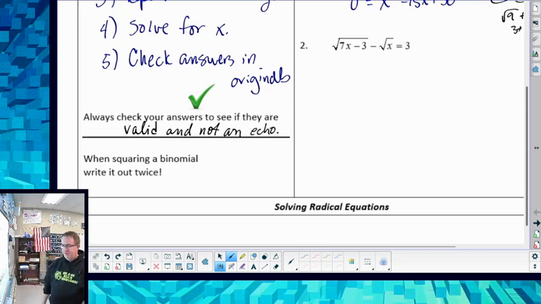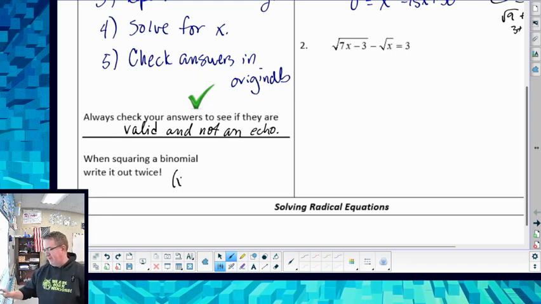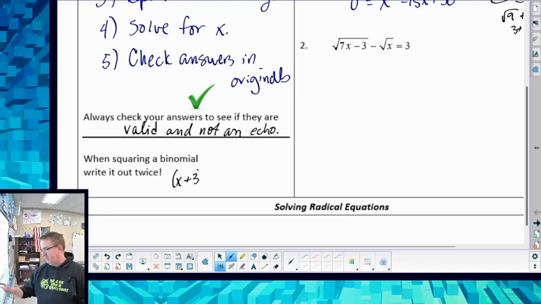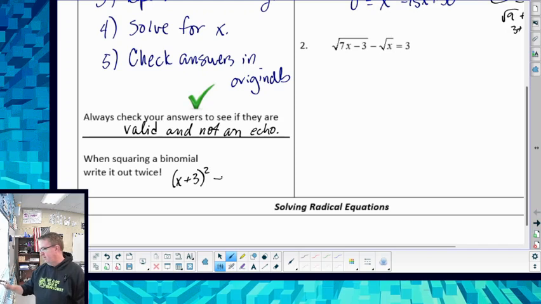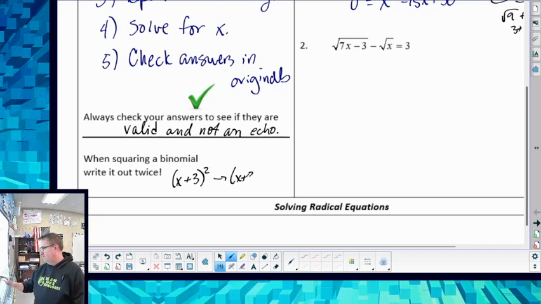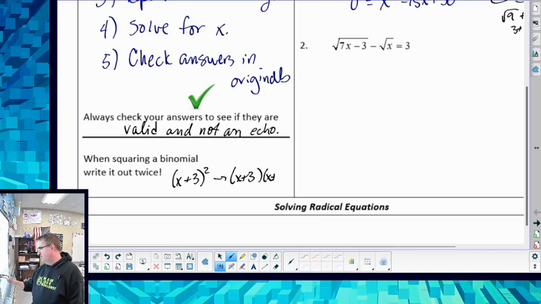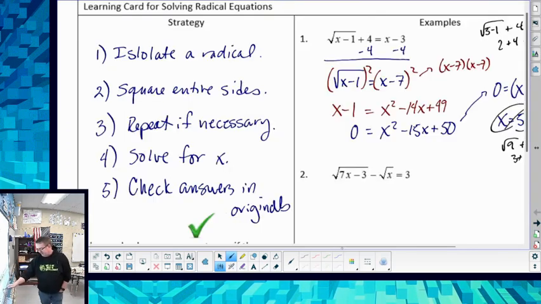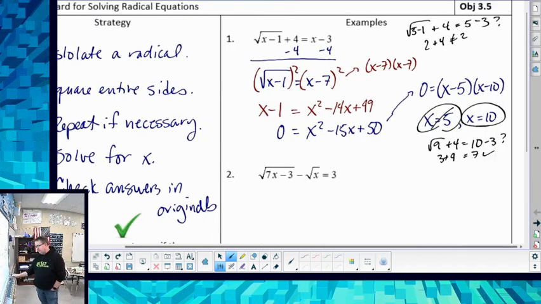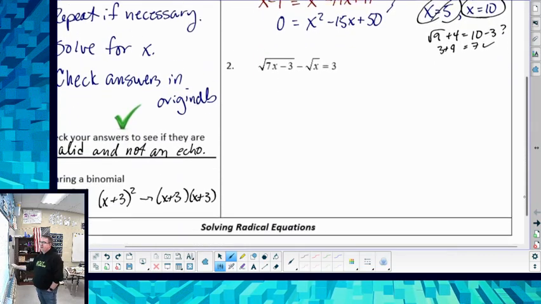When squaring a binomial, write it out twice. So again, if I have x plus 3 squared, it's helpful to do this. Let's take a look at the second one.